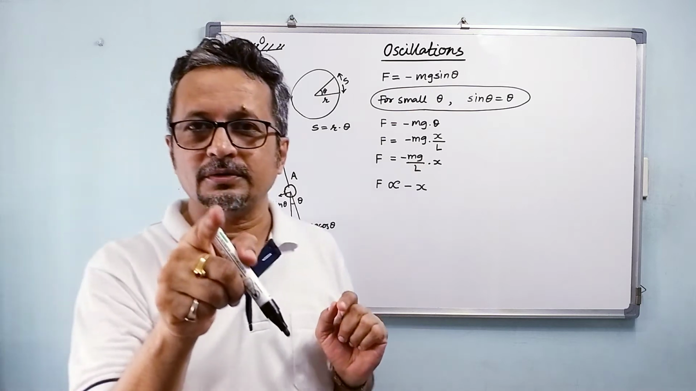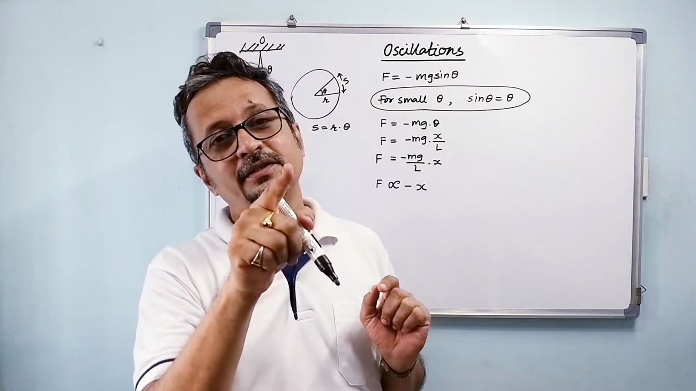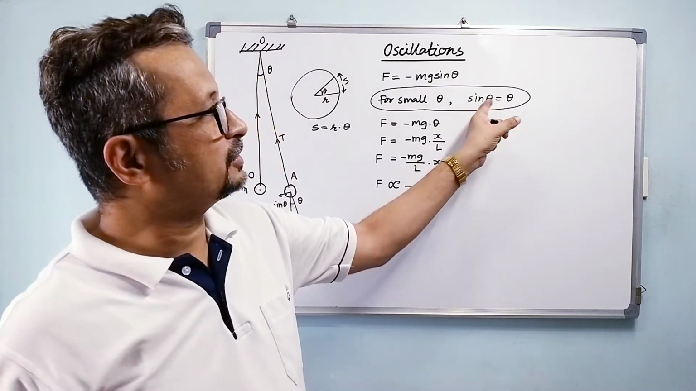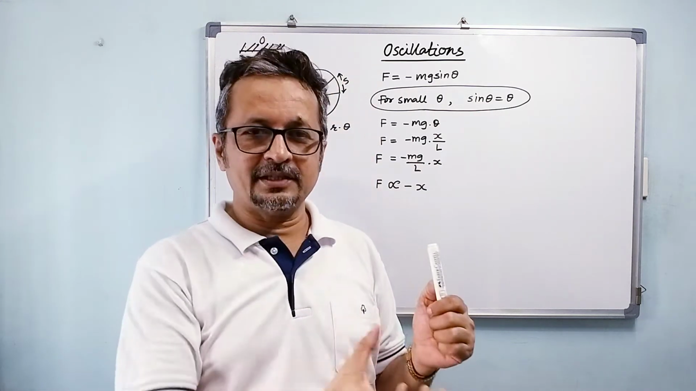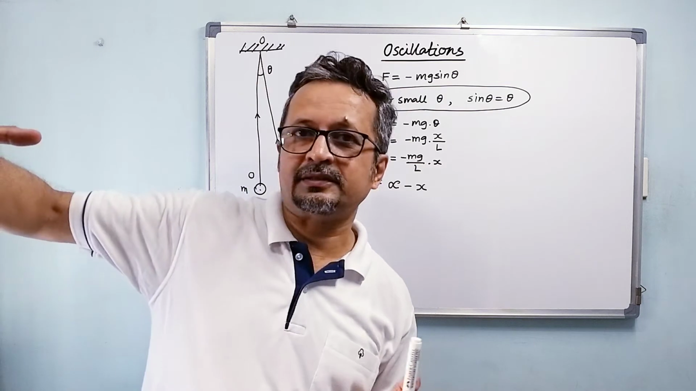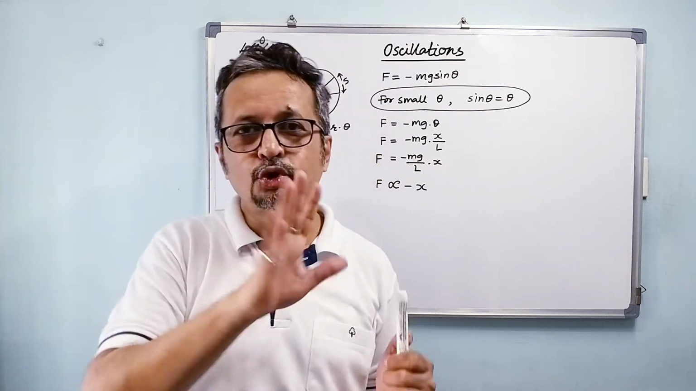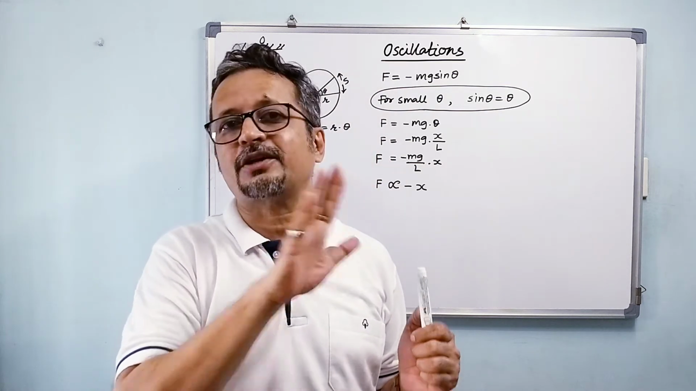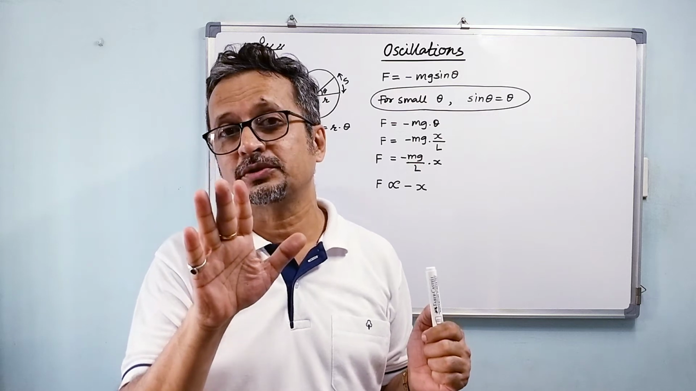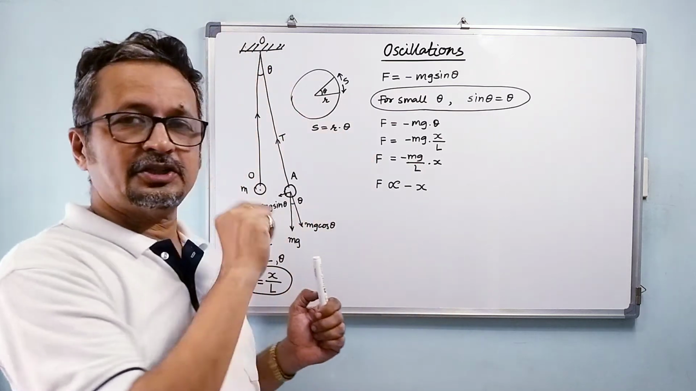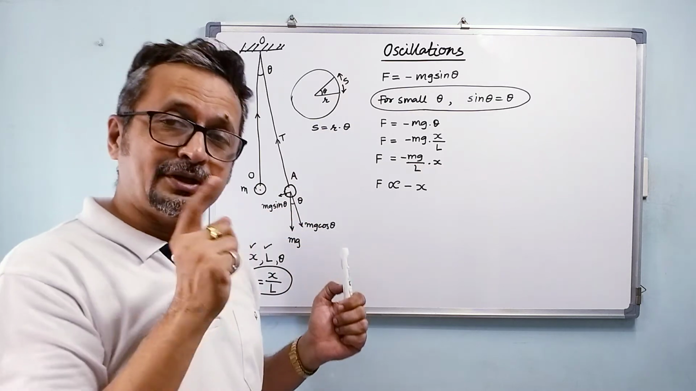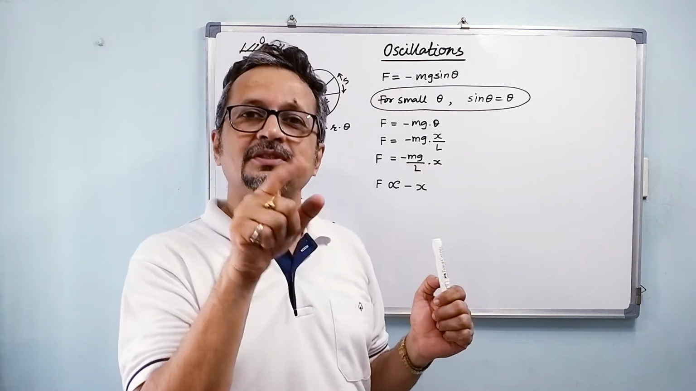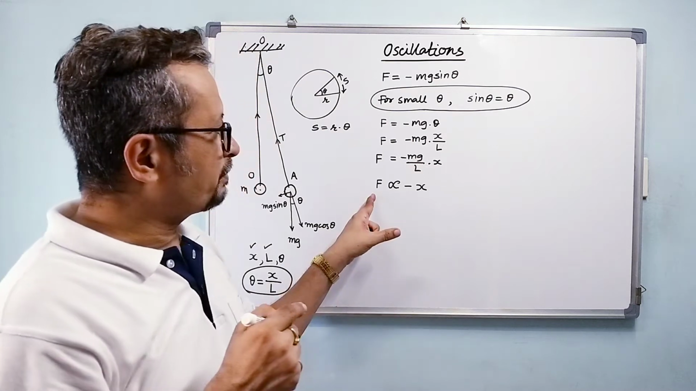Theta has to be small, number one, and only then I can substitute theta is equal to sine theta. So it won't happen that you take this pendulum, hold it like this and leave it. No simple harmonic motion. You cannot expect that to be simple harmonic motion. We have to have certain conditions satisfied, and then yes, you can have your pendulum perform simple harmonic motion. Now coming back to this.